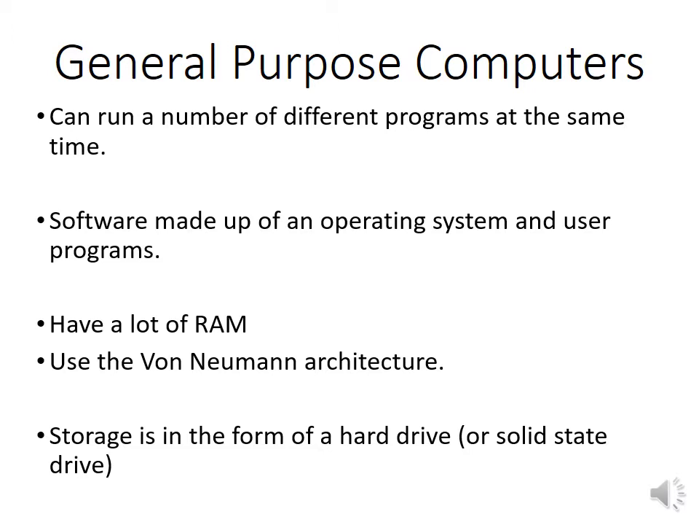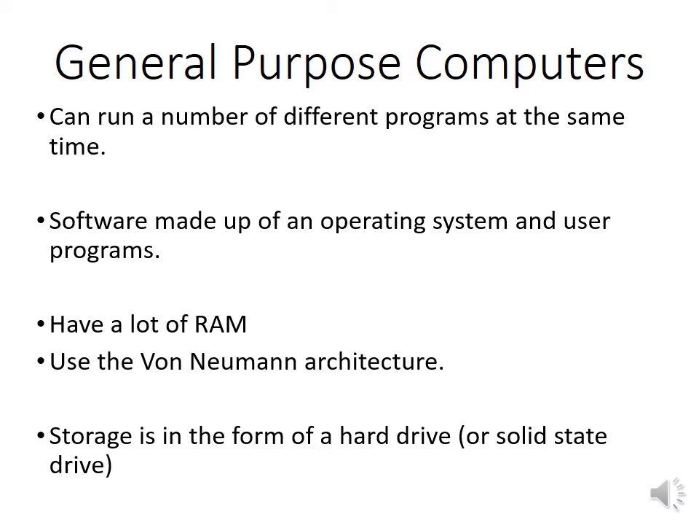In order to ensure that these programs do not interfere with each other and run efficiently, there is need of an operating system. An operating system is a set of software that manages the operation of a general purpose computer. This means that the software on a general purpose computer is made up of user programs and an operating system.